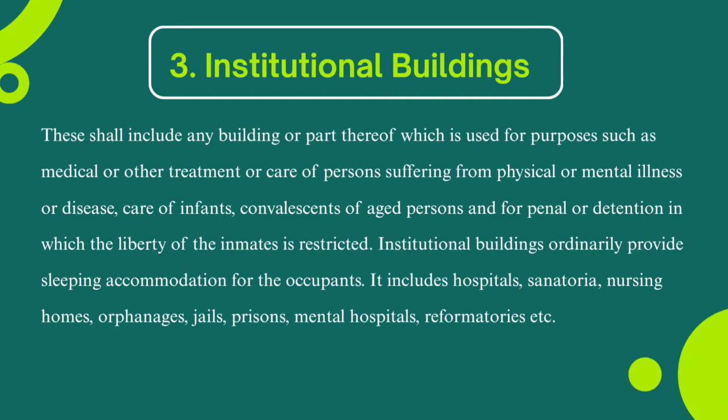Now the next type of building is institutional building. This shall include any building or part of which is used for purposes such as medical or other treatment or care of persons suffering from physical or mental illness or disease, care of infants, convalescent or aged persons, and for penal or detention purposes in which the liberty of the inmates is restricted. Institutional buildings ordinarily provide sleeping accommodation for the occupants. It includes hospitals, sanatoria, nursing homes, orphanages, jails, prisons, mental hospitals, reformatories, etc.